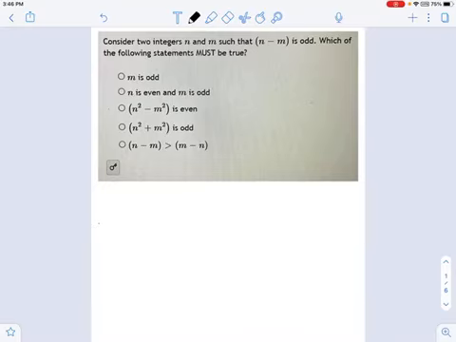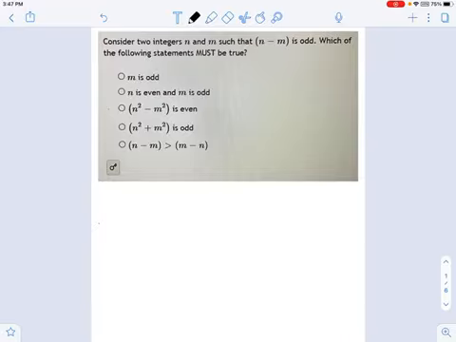Standardized tests love talking about even and odd numbers because they have some basic patterns in them that's useful if you know it, but it's also something that you could just rediscover on your own if you needed to during the test, so you could kind of work through it by logic.